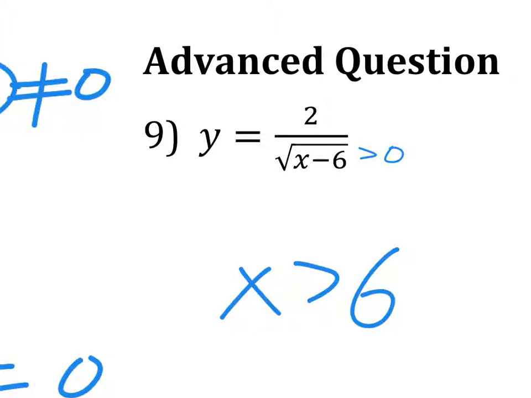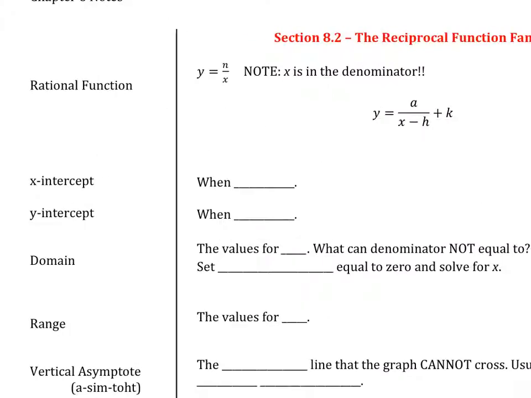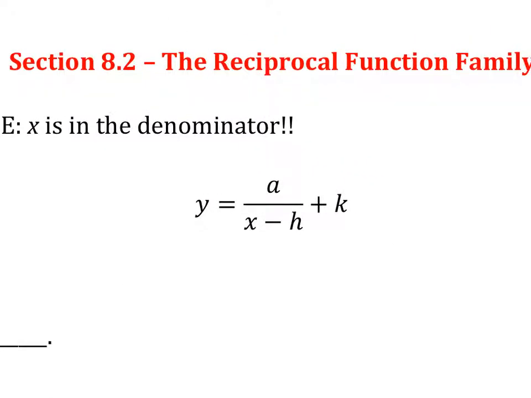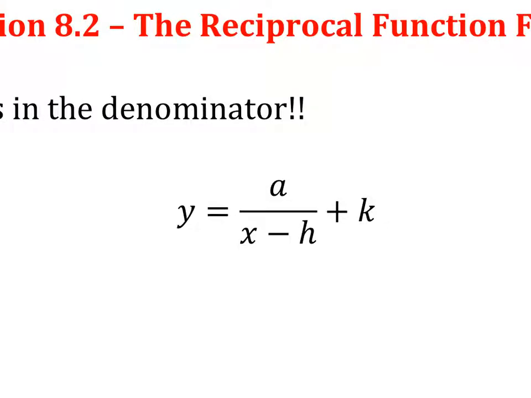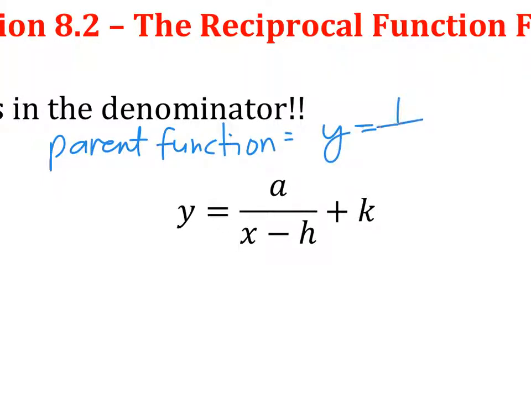All right, let's go on to 8.2. So we are going to do the rational function or the reciprocal function family. This is the parent function. Every chapter we do a parent function. This time we are going to do y equals 1 over x. Y equals 1 over x is our parent function for this chapter.